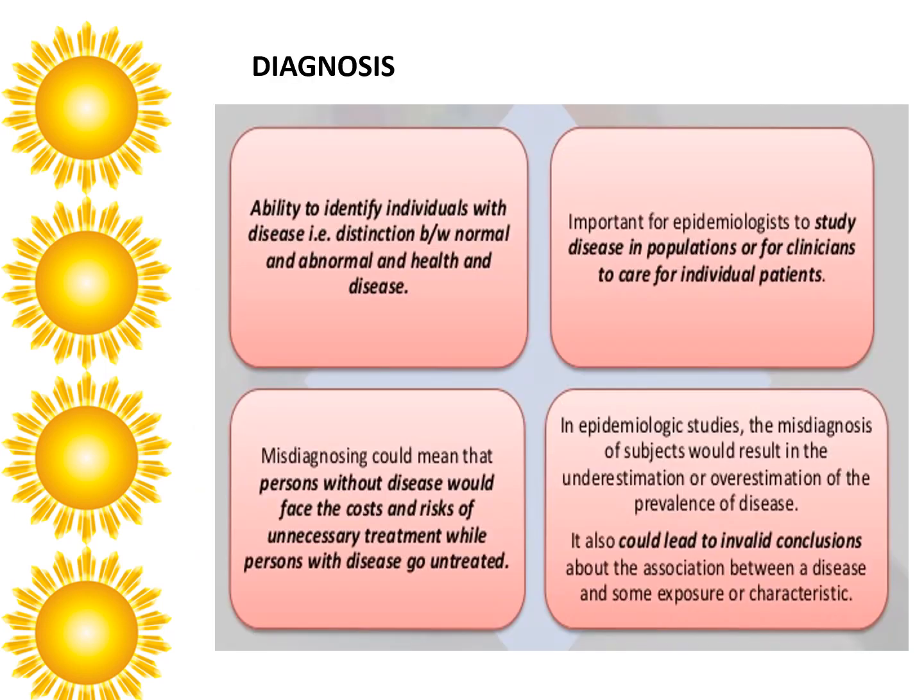And how about the diagnosis? Diagnosis is very important because to identify individuals with the disease, it is useful and important for epidemiologists to study disease in populations or for clinicians to take care of individual patients. And it also could lead to invalid conclusions about the association between a disease and some exposure or characteristic, and misdiagnosis could mean that persons without the disease would face the costs and risk of unnecessary treatment.